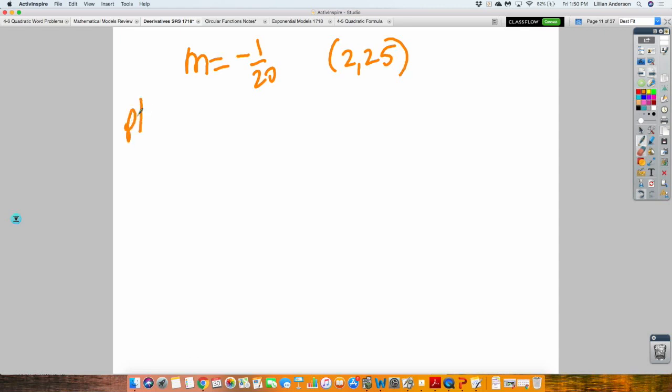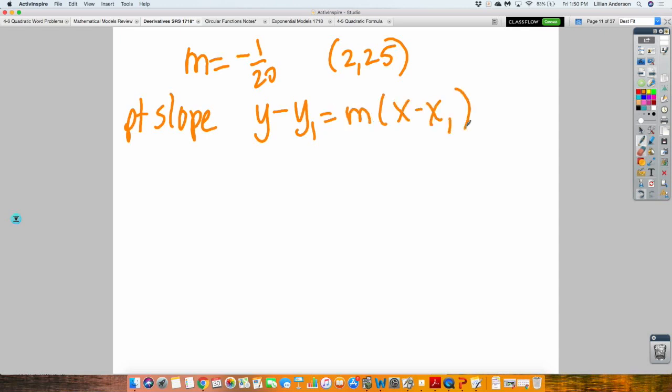Remember that is y minus y1. What's y1? Okay. Right. Y minus y1 equals m times x minus x1. What do x1 and y1 represent? The coordinate. So what's my y coordinate? 25. Then my slope, and then my x coordinate. That's my equation in point slope form.